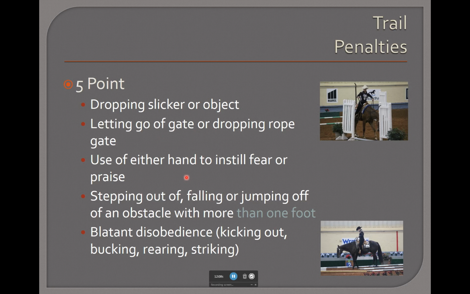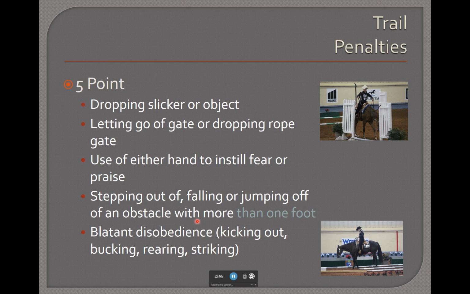Use of either hand to instill fear or praise. This is one that unfortunately on some of our younger competitors we do run into. So they've gone through an obstacle and they want to pet their horse on the neck while they're still on course and with other obstacles to go. Each time they pet that horse on the neck, it really is a 5-point penalty. And actually what I tell exhibitors is don't be petting him and say good job until you're for sure out of the course so you don't get caught on this 5-point penalty.